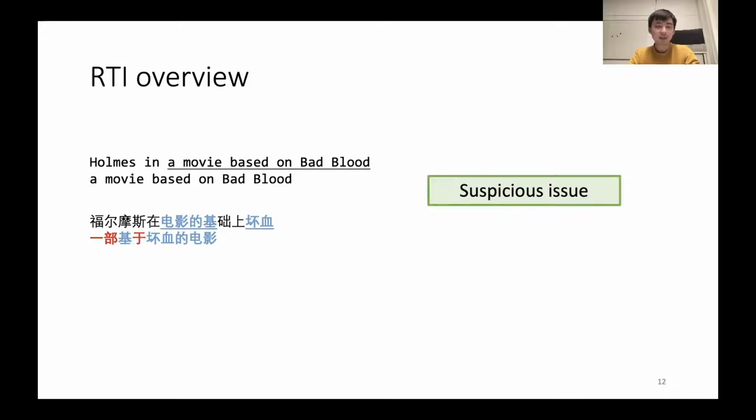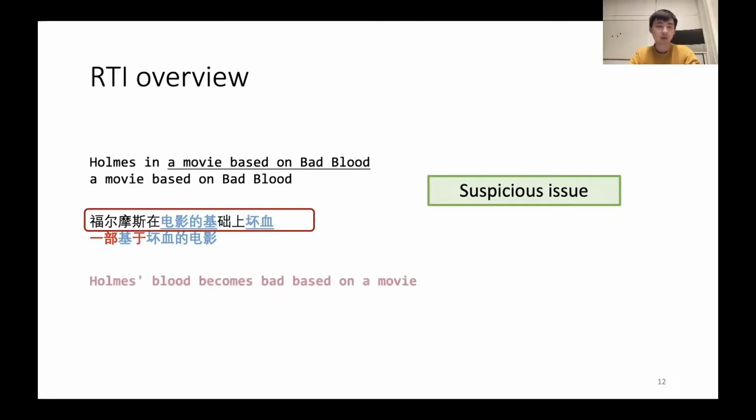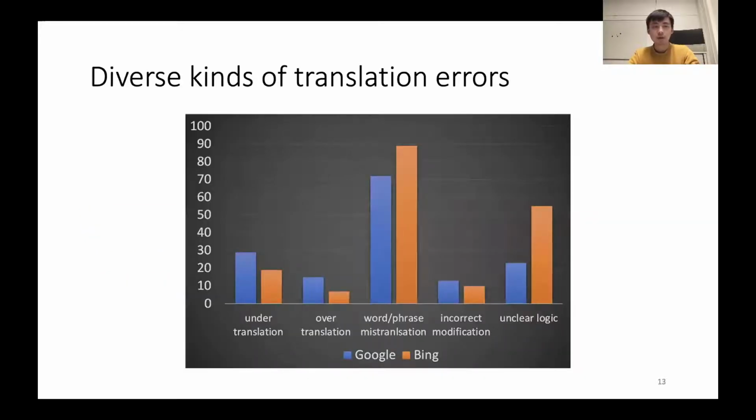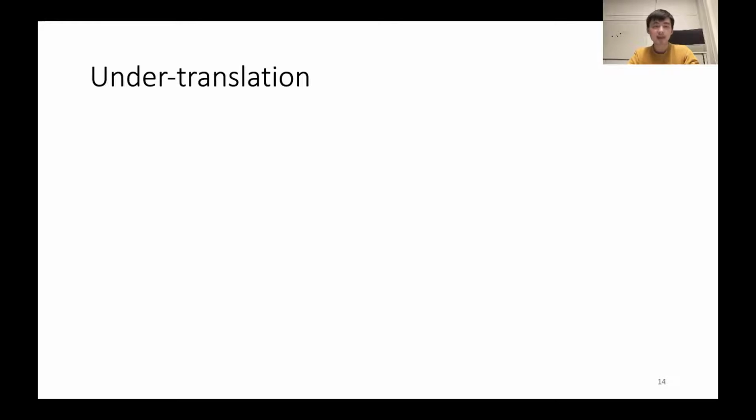After getting this issue, the developer can find out that the first one was not translated correctly. It was translated to "Holmes' blood becomes bad," based on a movie. Our approach can report diverse kinds of translation errors, including under-translation, over-translation, word phrase mistranslation, incorrect modification, and unclear logic. I will give you 2 examples.